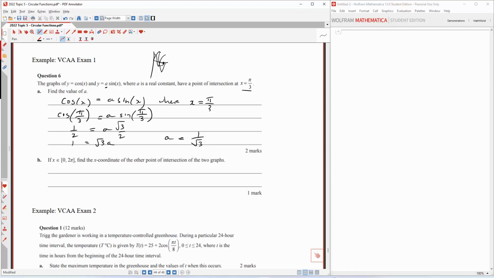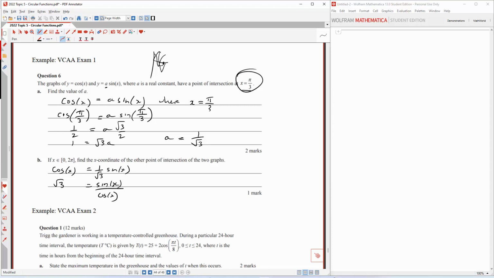So if x is over that domain, find the x coordinate of the other point of intersection of the two graphs. So we know that one point of intersection is that, so we're looking for this other point of intersection wherever it is. Alrighty, so what we'll do is go cosine x is the same as a, which we know is 1 over root 3 sine x. Okay, so what we'll do here is I'm going to divide by cosine and multiply by root 3. So that's going to give me root 3 equals sine x over cosine x.